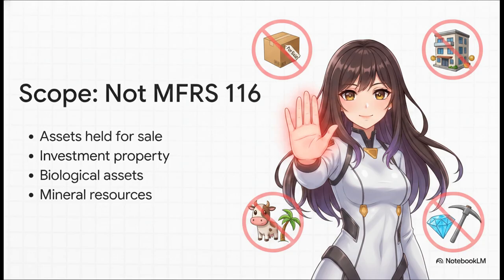MFRS 16 does not apply to non-current assets held for sale. It doesn't apply to investment properties, like, say, a building you just rent out for capital appreciation. It also excludes biological assets, like cows or palm oil trees, and it excludes mineral resources. All of those have their very own special accounting standards.